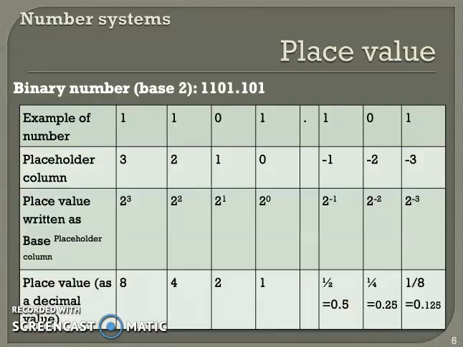Let's go to the next slide. Here's the binary number 1101.101. Similar to the decimal number system, this used to be 2 to the power 0, 2 to the power 1, 2 squared, 2 cubed. After the point, it will be 2 to the power minus 1, 2 to the power minus 2, 2 to the power minus 3. Let's not call this a decimal point, let's just call it a point, right?